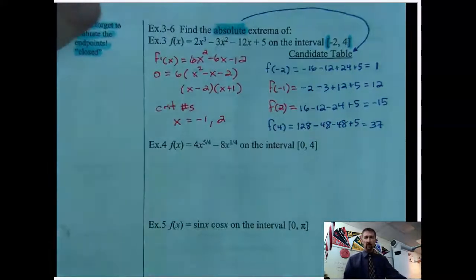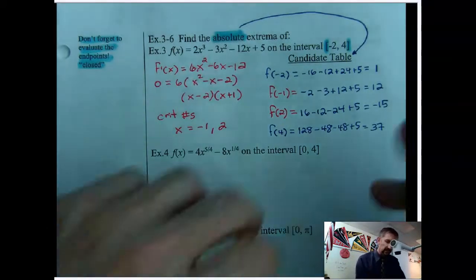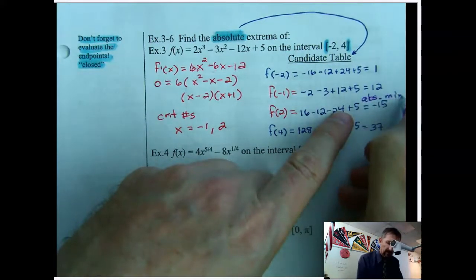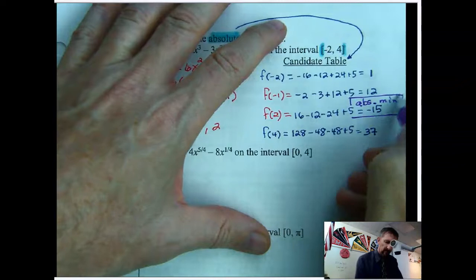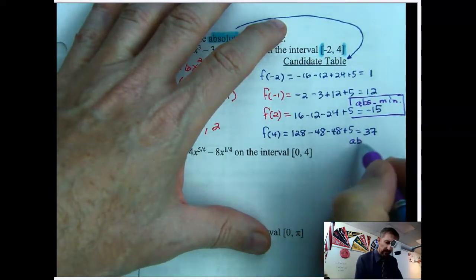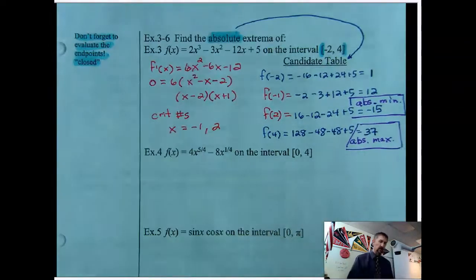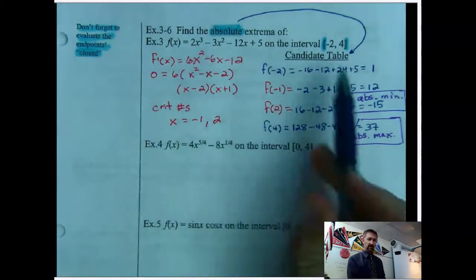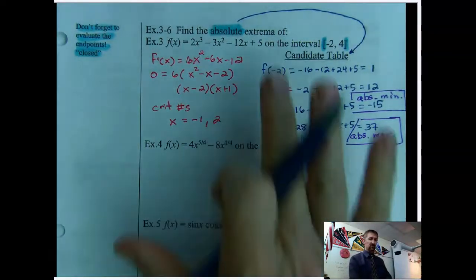Okay, so literally all we're going to do is look at those numbers and identify the smallest and the largest. So this is the smallest number, so that's the absolute minimum, right there. And this is the biggest number, so that's the absolute maximum. I don't know, that messes some students up. But on the AP test, they're looking for a candidate table if they ask for the absolute minimum or maximum. The extreme values, Extrema.